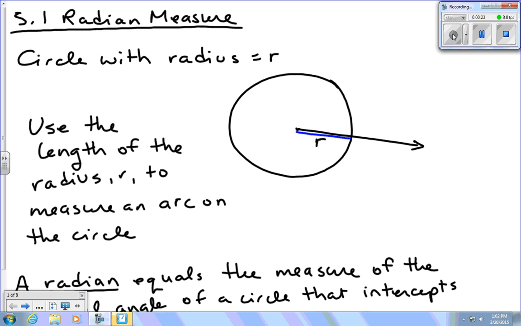If we use that length to measure an arc along the circle, so I've got that length r and I start here, we'll call this the initial ray of the angle. If I measure an arc that's the same length as r, and put my terminal arm of the angle there, so if I measure that angle, that is 1 radian.